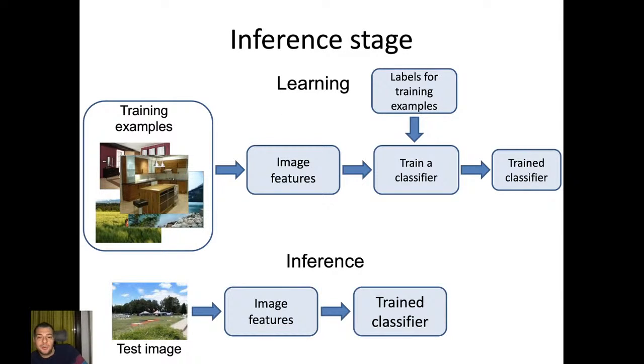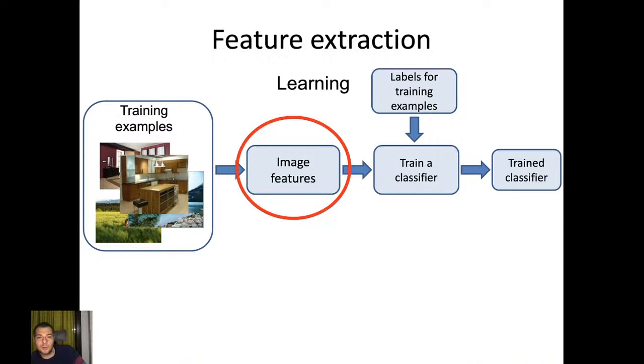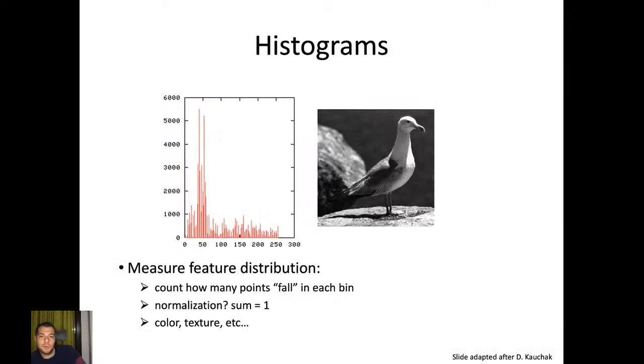So at the inference stage, we extract the same image features as at training time. This algorithm that is involved in extracting features is identical at test time. Once we extract the features, we obtain a vector that represents the test image. We apply the trained classifier and we obtain the prediction for the test image. So this is how it works, and as I said before, we focus on the feature extraction part.